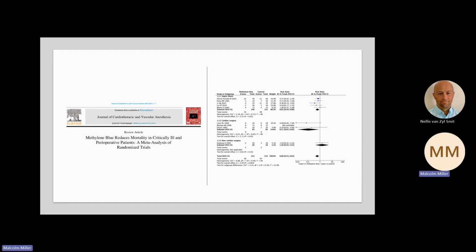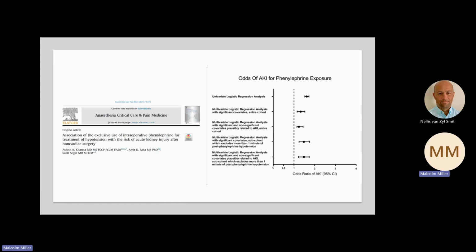Some interesting data on methylene blue that I don't have time to get into, but also lots of controversy around the use of methylene blue. So I'm not advocating the use of methylene blue liberally, especially in patients who respond to first line and possibly second line agents. It's usually a rescue therapy that might have benefit in some subpopulations of septic shock.